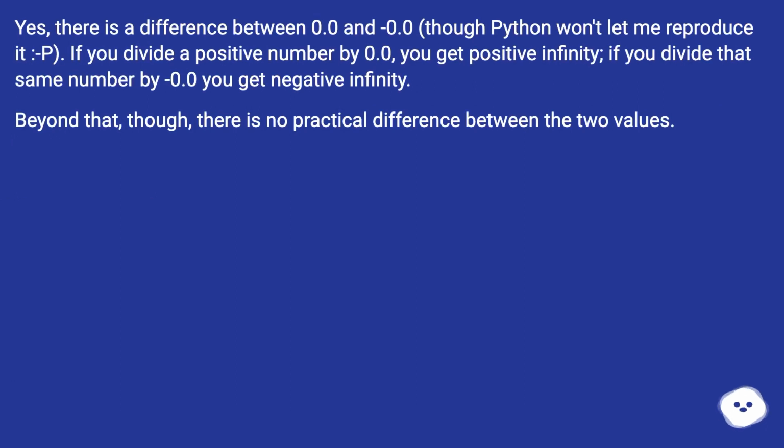Yes, there is a difference between 0.0 and -0.0, though Python won't let me reproduce it. If you divide a positive number by 0.0, you get positive infinity. If you divide that same number by -0.0, you get negative infinity. Beyond that, though, there is no practical difference between the two values.